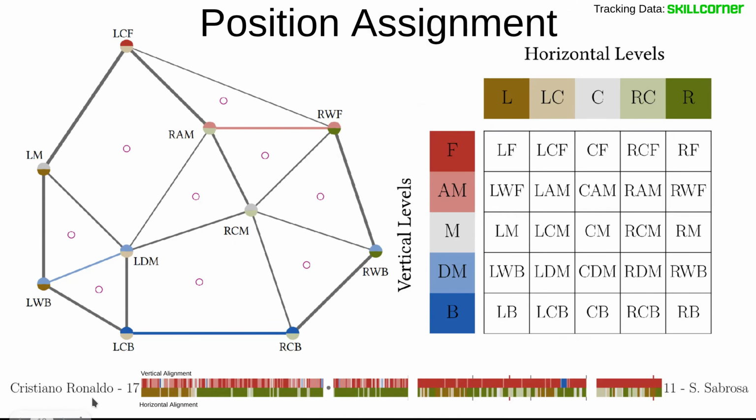You can clearly see here he started the match on the front line, attacking midfield, based on the vertical colors. But the horizontal colors, in the beginning of the match, were dark brown. Dark brown means he was to the left. So left wing forward is how he started the match until this moment, which we don't know what has happened here. It's something we can maybe check in the video. He has moved to the right. I can maybe just guess.